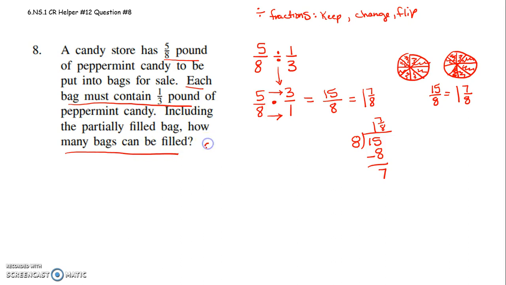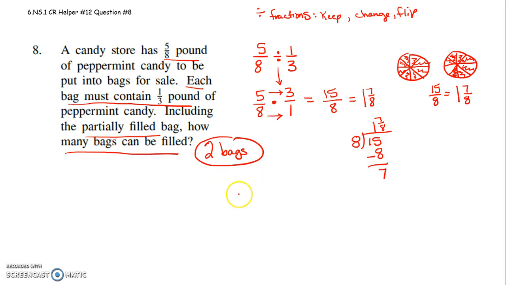So including the partially filled bags, how many bags can be filled? They can only fill, it says including the partially filled bags. So if they can fill 1 7/8 bags, they can fill about 2 bags. Right? They can fill about 2 bags.